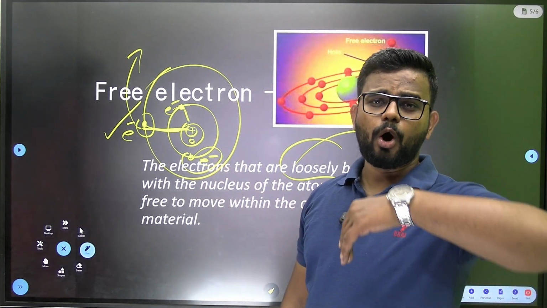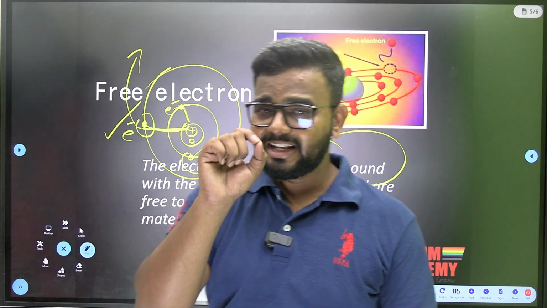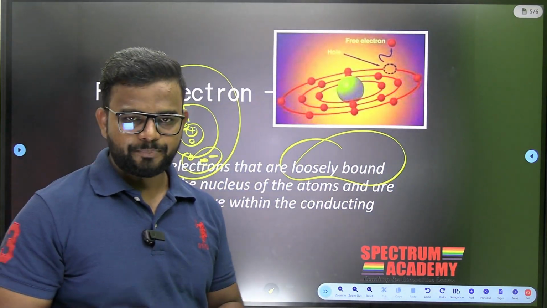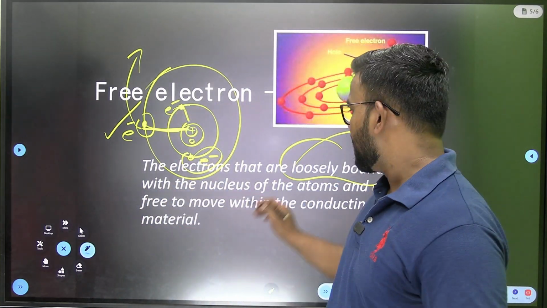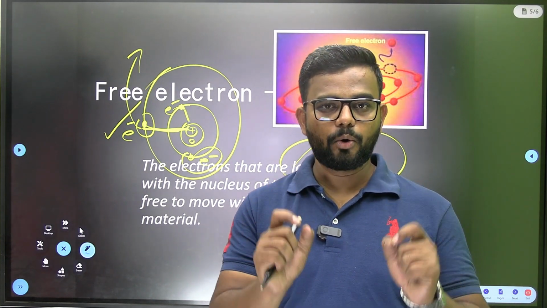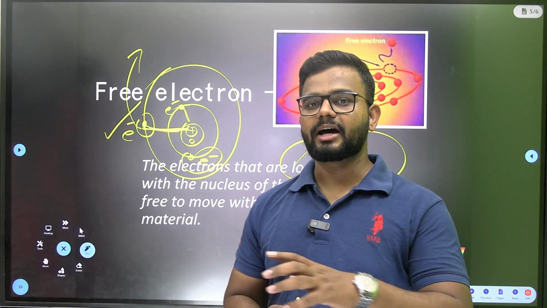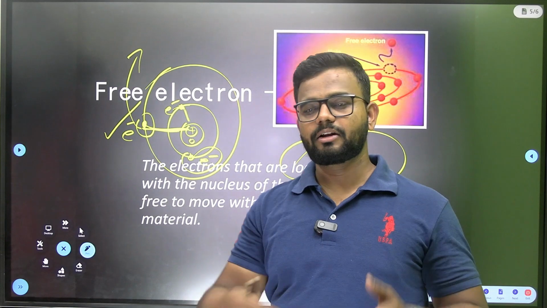So this particular electron can be freed easily from this atom and it can move within the material. All those electrons which are loosely bound, which have a very weak force of attraction, are easy to understand. What are free electrons? Free electrons are those electrons which are loosely bound to the nucleus, which have a low or weak force of attraction with the nucleus, and they can easily move within the material freely.